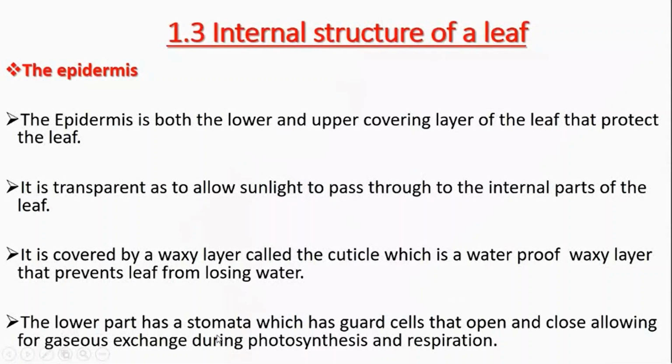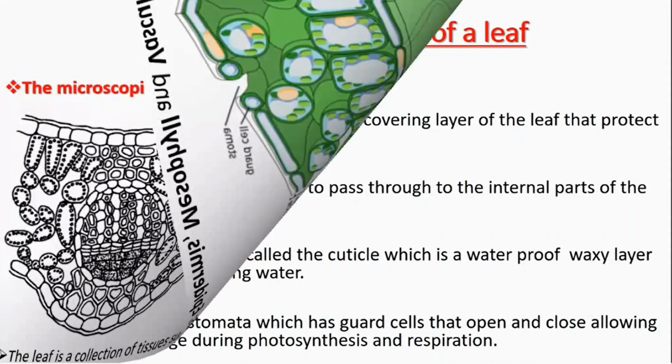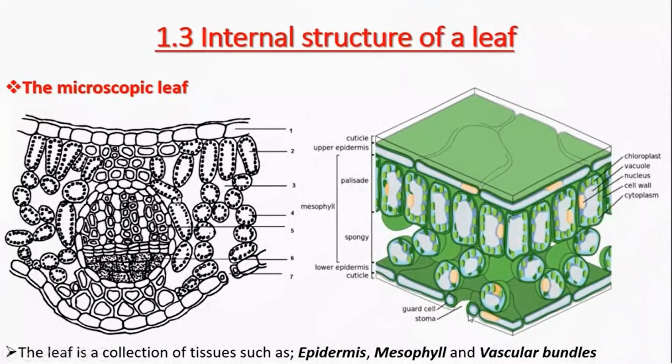The lower part has a stoma, which has guard cells that open and close, allowing for gaseous exchange during photosynthesis and respiration. We discussed the stoma and its guard cells during plant tissues. We are discussing it again now because these plant tissues make up the leaf now. So this is our stoma and these are our two guard cells. The stoma is an opening where gases can enter and exit.